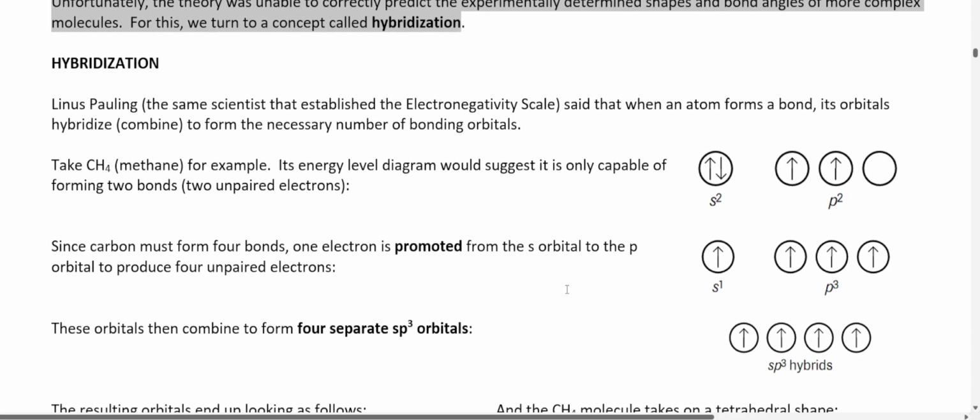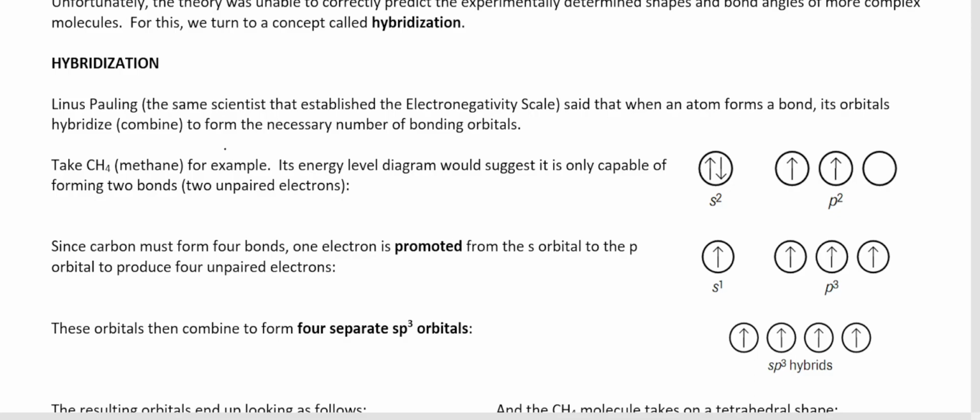I'm going to skip around and take a look at this energy level diagram for carbon. This is carbon's valence shell, and the valence shell is 2s2, 2p2. If we look at this, we see only two atomic orbitals with a single electron. This would suggest that carbon could only make two bonds, since it only has two orbitals available for overlap. We know this is not the case. We know that carbon forms four bonds.